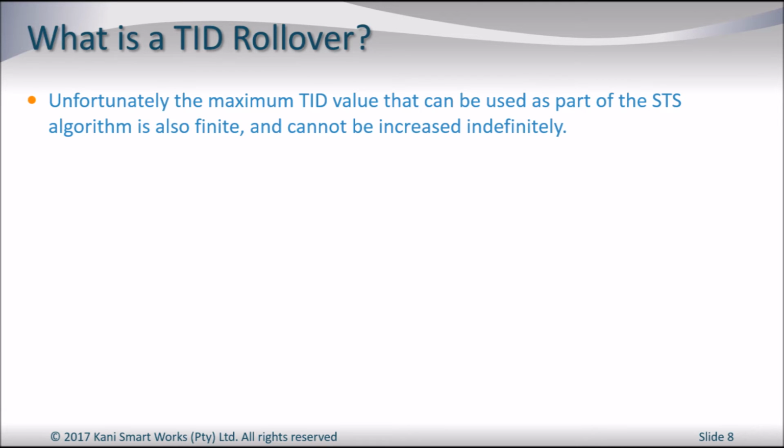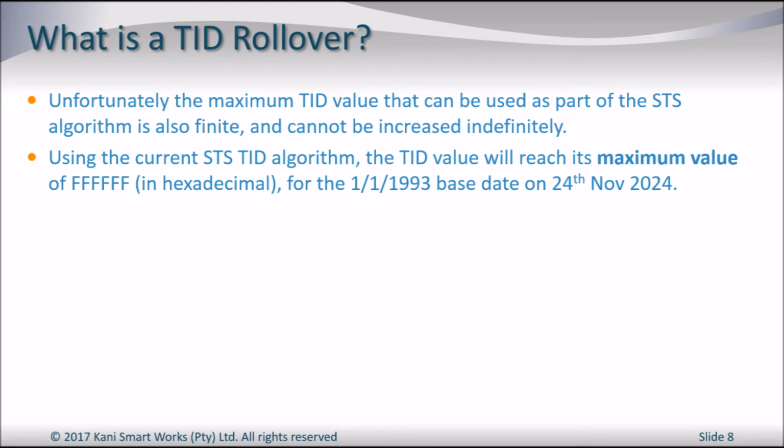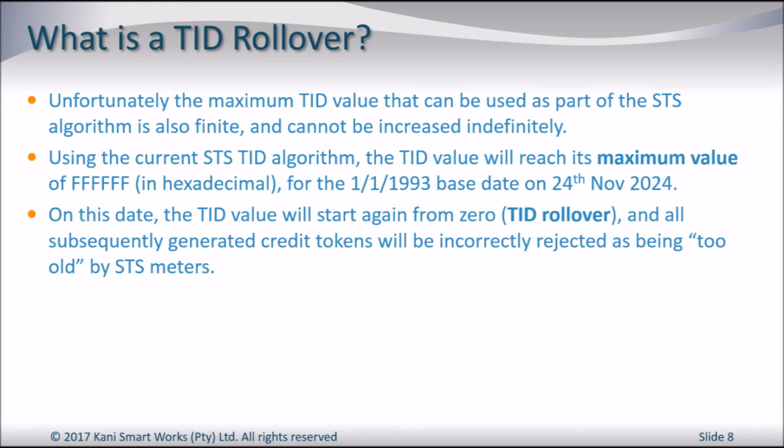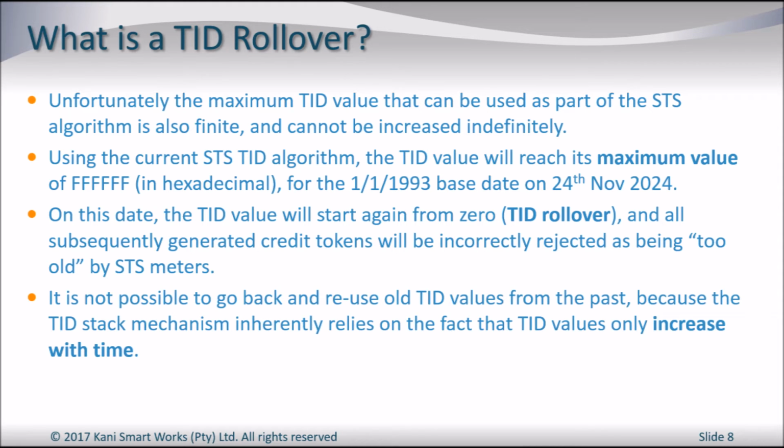As with the meter's memory, the TID value that can be used as part of the STS algorithm is also finite and cannot be increased indefinitely. Using the current STS TID algorithm, the TID value will reach its maximum value, which is actually a hexadecimal value of 6Fs, for the first 1993 base date on the 24th of November 2024. On this date, the TID value will start again from 0, and that's why we call it a TID rollover. And unfortunately, all subsequently generated credit tokens will be incorrectly rejected by meters as being too old.